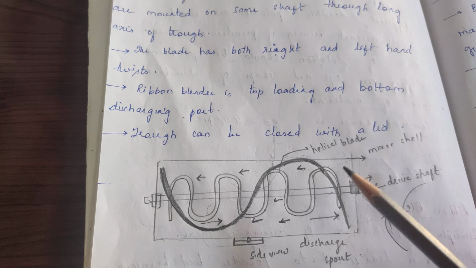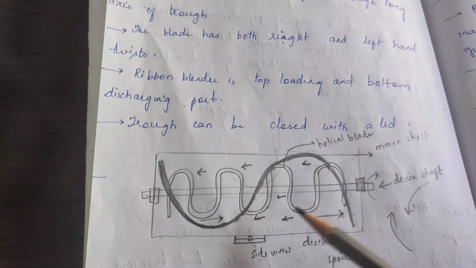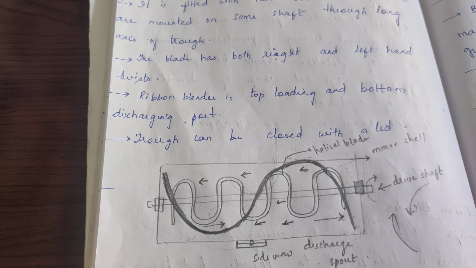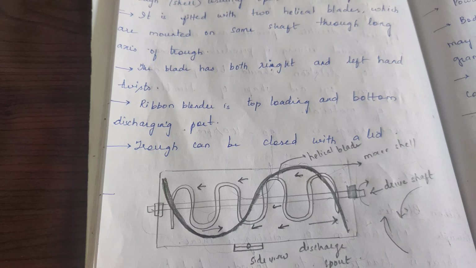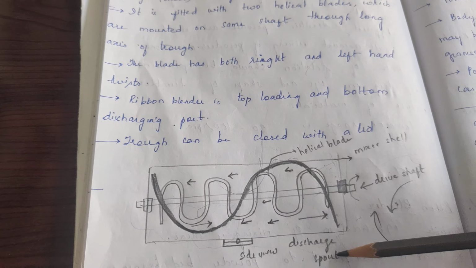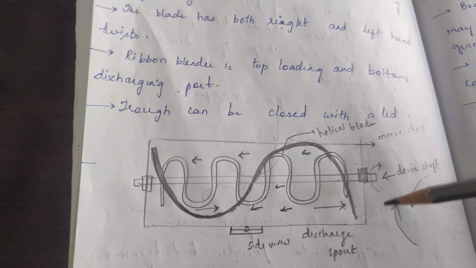At the final stage, we see that equilibrium is achieved. That is, all the powder mixture is completely mixed, and the aggregates and lumps, whatever is there, are completely broken. After complete mixing, it is discharged from the bottom.